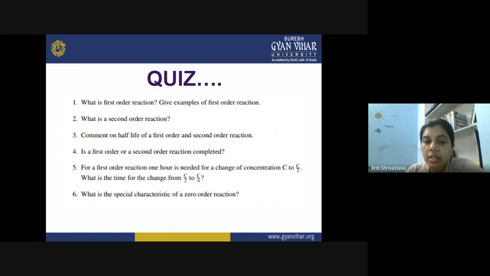And the last question is, what is the special characteristic of a zero order reaction? Zero order reactions are really very special because in that case, no matter whatever the initial concentration of the reactant, it is not going to change the rate of the reaction. But yes, it is going to change the half-life of the reaction. The greater the initial concentration of the reactant, the more will be the half-life of the reaction. That we have seen from the half-life expression of a zero order reaction. Half-life is directly proportional to the initial concentration of the reactant for a zero order reaction. So these are all the questions for you.